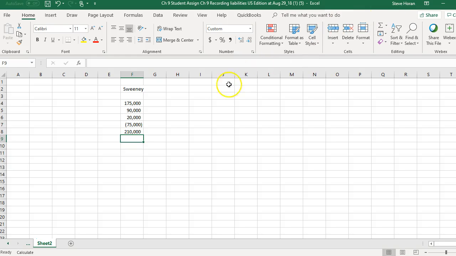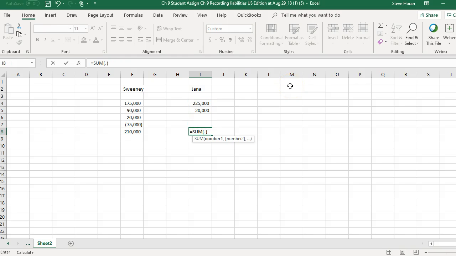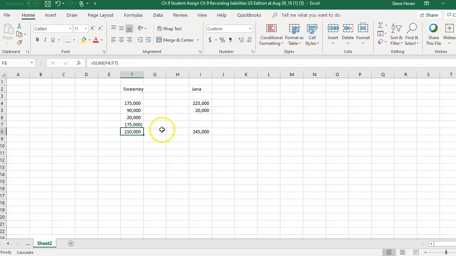Let's take a look at Jana and see what she ends up with. For Jana, we have to think about what she's doing. She's putting in $225,000 in cash to get into the LLC, plus she's now getting assigned $20,000 worth of liabilities. I'm just going to sum that up, and I get $245,000. So Sweeney has $210,000, and he's selling his share to Jana for $245,000. So you can recognize that there's a capital gain of $35,000.